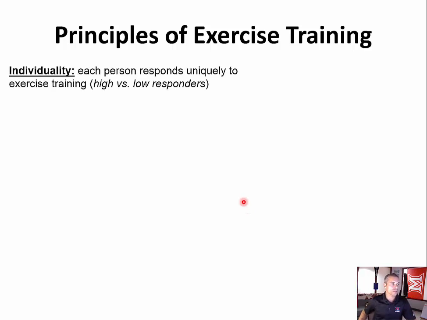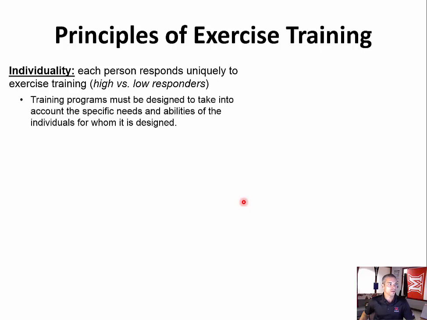So the first principle is the principle of individuality. This simply states that each person responds uniquely to the stimulus of exercise training. This is where we get the terms that we commonly hear of high versus low responders. Based upon this principle of individuality, we must design training programs taking into account the specific needs and abilities of the individuals for whom that training program is designed.